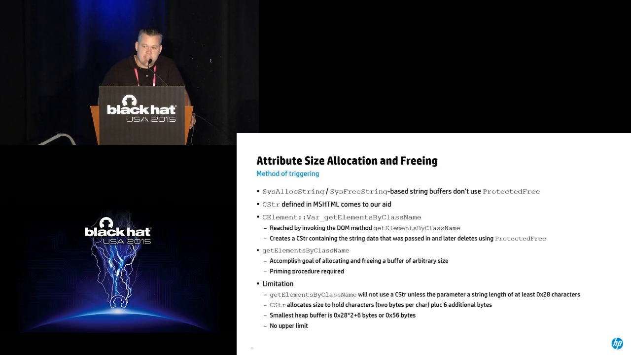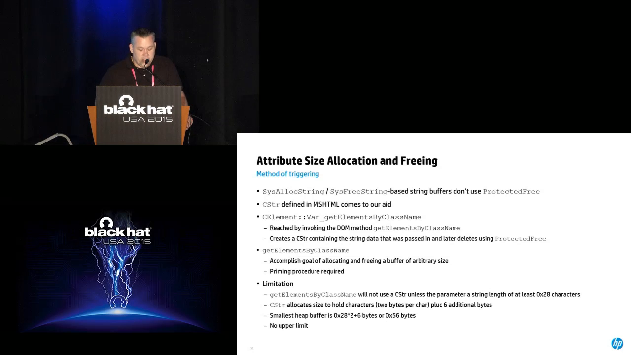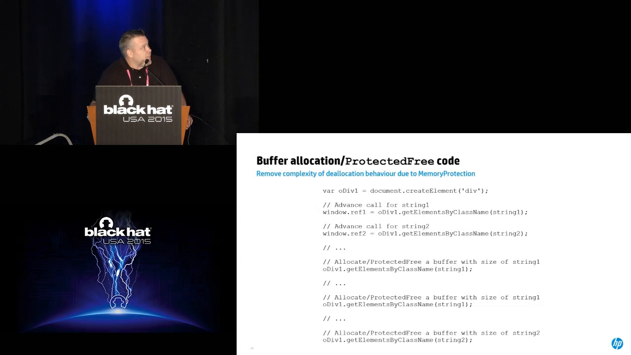Get elements by class name has a side effect of both allocating a block and deallocating a block in the same code, in the same method. So it gives us an excellent opportunity to do some real surgical stuff with the wait list and deallocating blocks on the heap. The code that we have here shows how we would use get elements by class name. First, we need a little priming procedure, which you see on the first two lines, which we explain in detail in the paper.